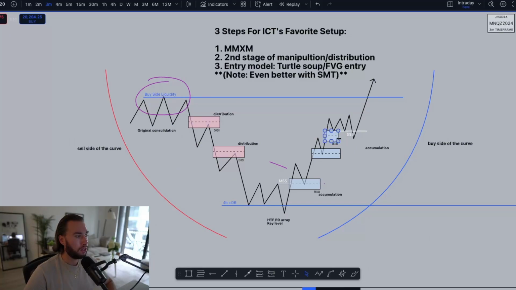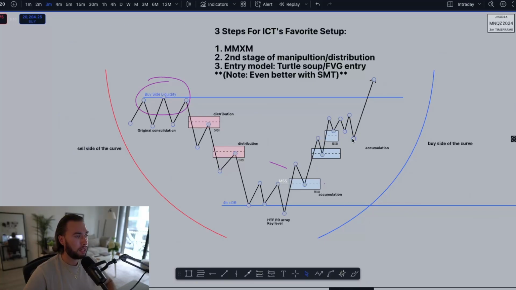One of the key things that you guys want to look for, and you can see this in step 3, is the entry model is ideal if it's a turtle soup with a fair value gap entry, even better with SMT. So basically what we're looking at here on this second stage of accumulation, as you can see, the market trades lower, taking out this sell side liquidity, which is in the form of these relative equal lows. And I can move this line, but you can see the market trades lower into this inefficiency.